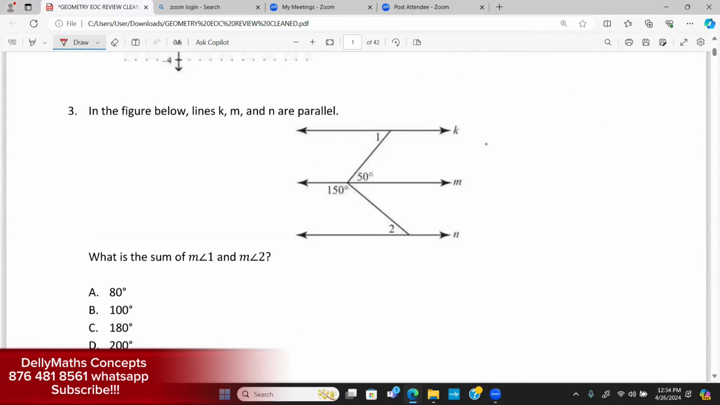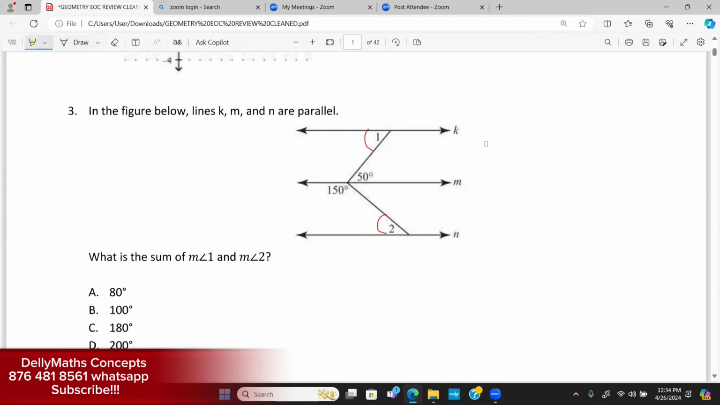Question 3. In the figure below, lines K, M, and N are parallel. So let's highlight the parallel lines. 1, 2, 3. So we have 3 parallel lines there. The question says, what is the sum of the measure of angle 1 and angle 2? Let me highlight what we're finding. This is angle 1, this is angle 2. Let's find them.